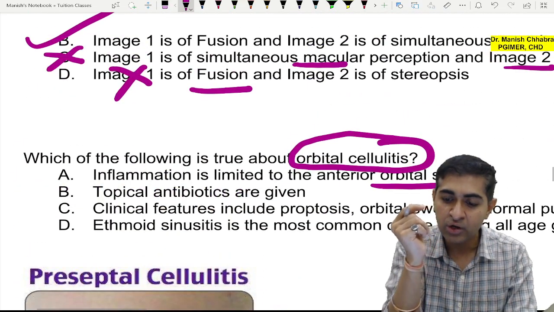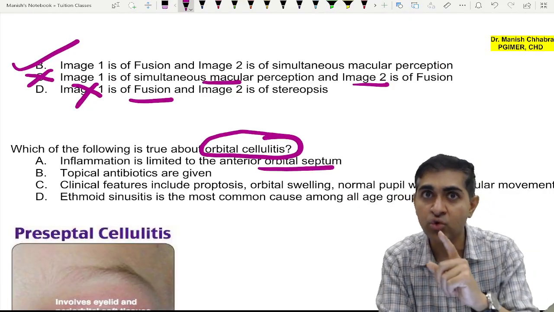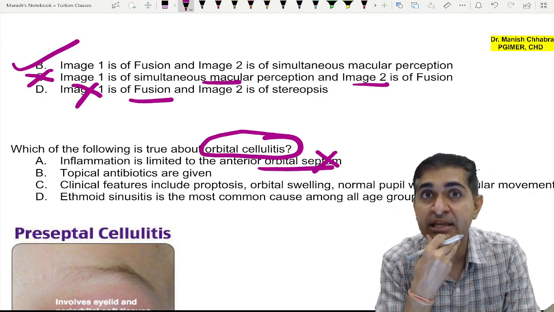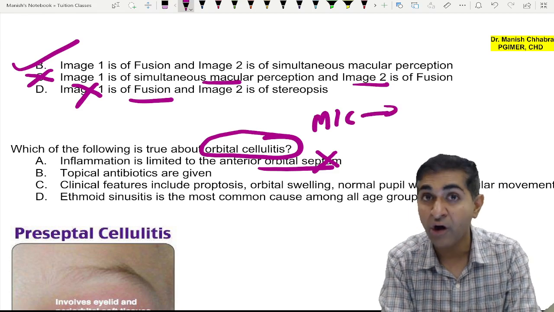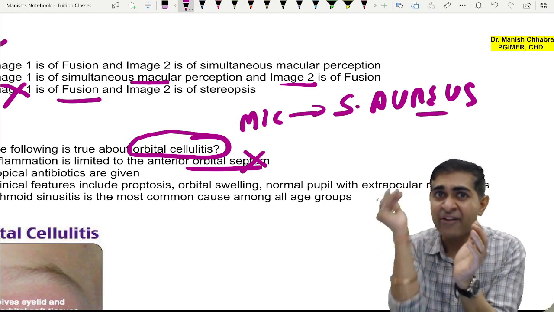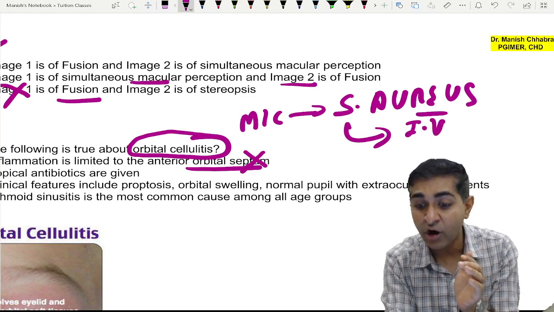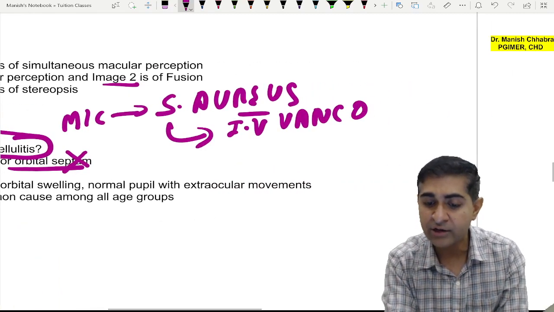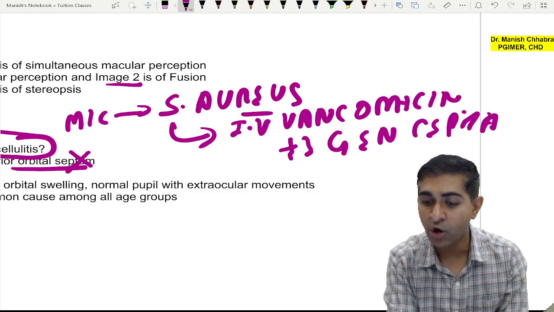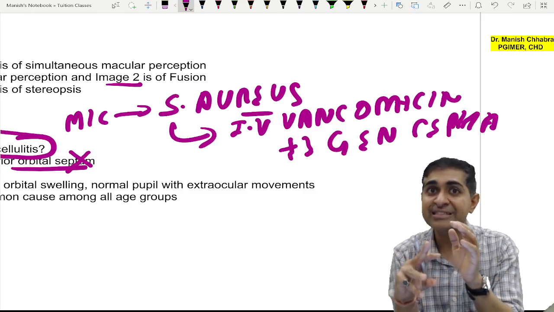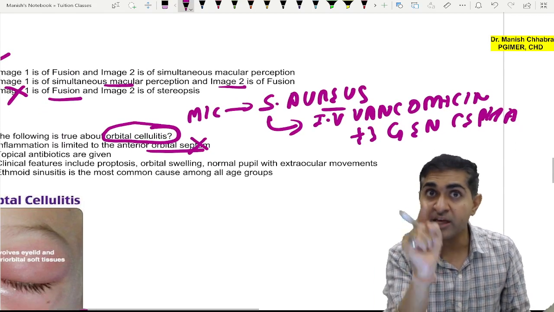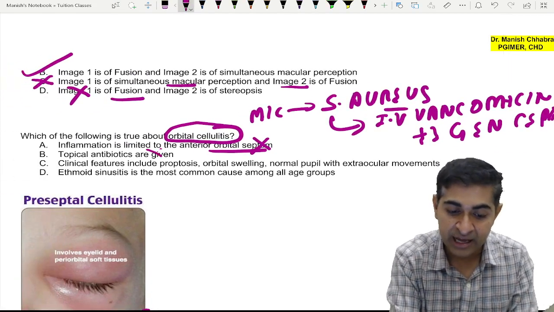I am sure that you will be able to now answer the question. Inflammation is limited to the anterior orbital septum. No, it is posterior to the orbital septum. Okay. Topical antibiotics are given. Mind you, the most common organism associated with orbital cellulitis is Staph aureus. The drug which is effective against Staph aureus, I always say, is IV vancomycin. Of course, you can top it up with third generation cephalosporin, but single drug of choice is vancomycin because the coagulase negative Staph aureus is resistant against penicillin. So you go on for vancomycin. You will give intravenous, you will not go for topical antibiotics. So that is also eliminated.